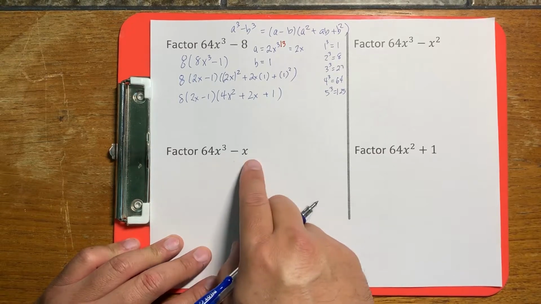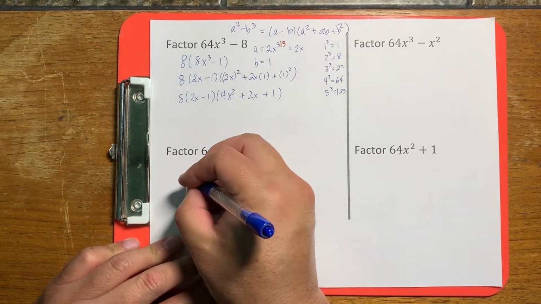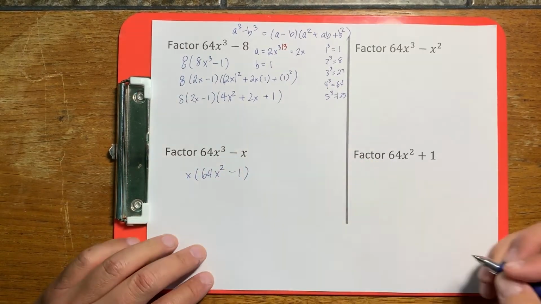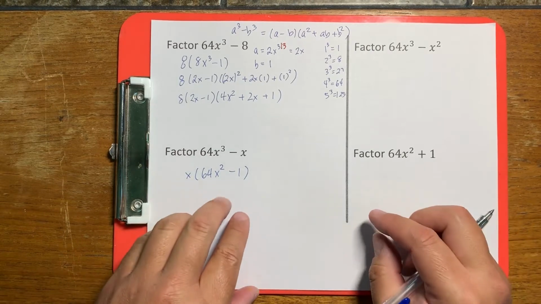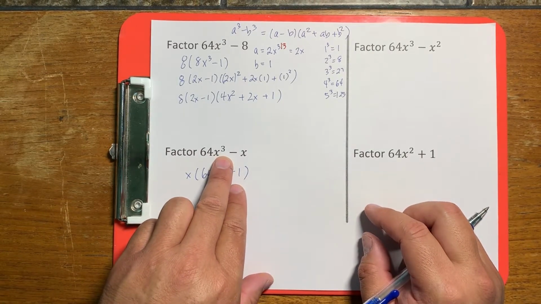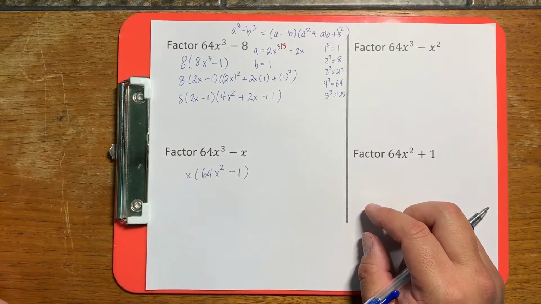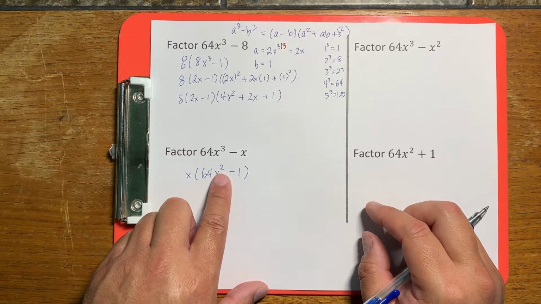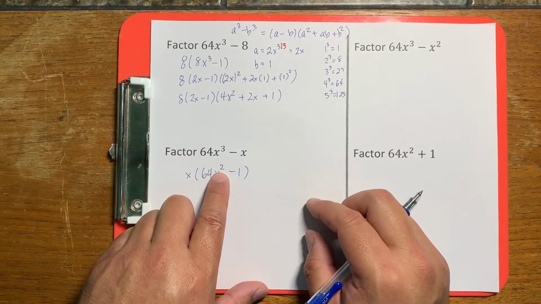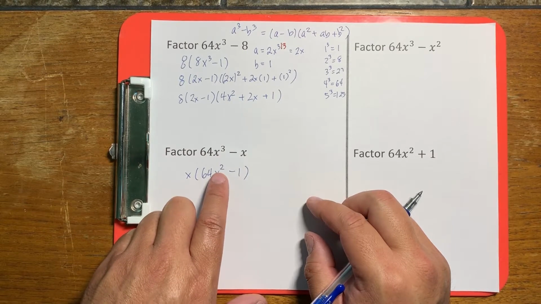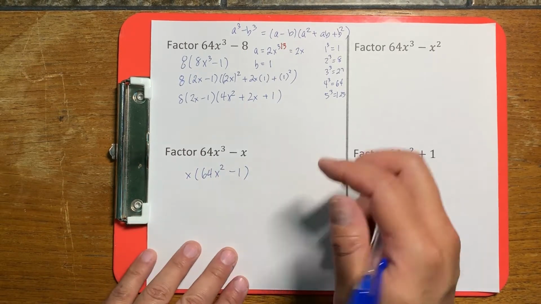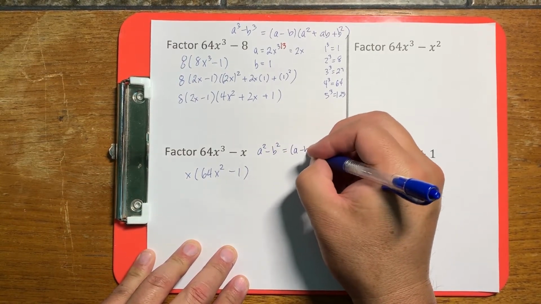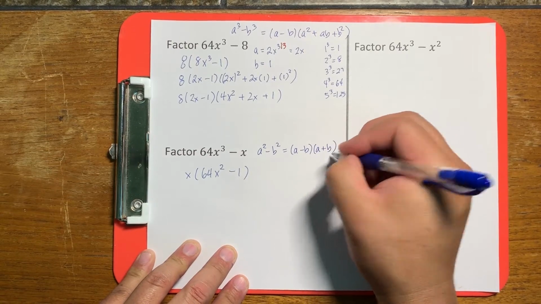Now, over here, my GCF is x. Okay. Now, we don't use the original expression to figure out what formula to use. We always use the expression after we pulled out the GCF. In this case, it matters because we have a square and a minus, not a cube and a minus. We're going to use the square and the minus formula, which is a squared minus b squared is equal to a minus b, a plus b.